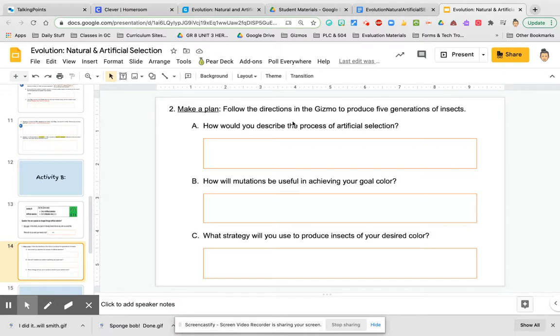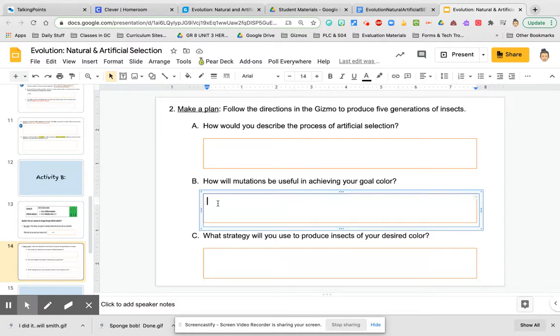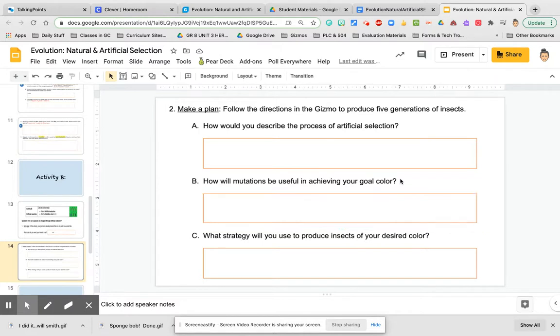So how would you describe the process of natural selection? What does it mean to you? Okay. How will mutations be useful in achieving your goal color? And what strategy will you use to produce insects of your desired color? Okay, so let's go in and see what they're going to give you for directions.